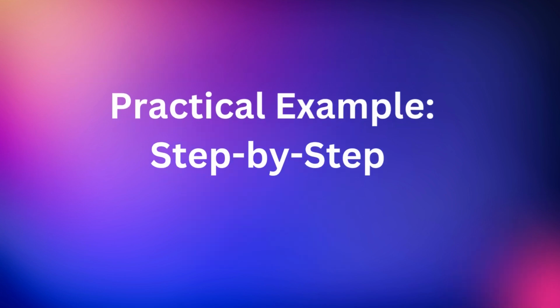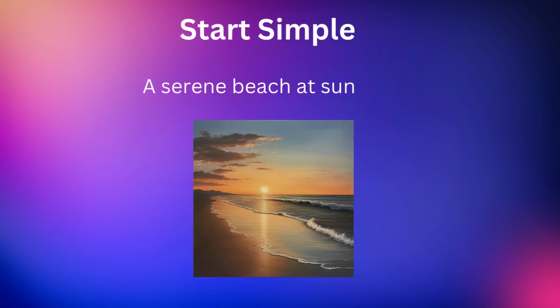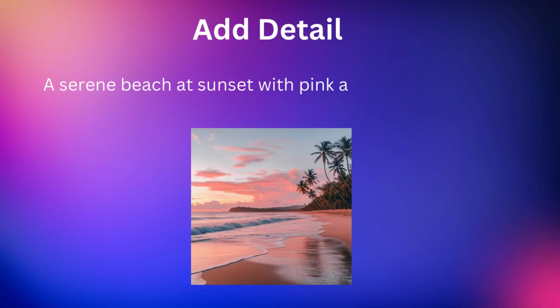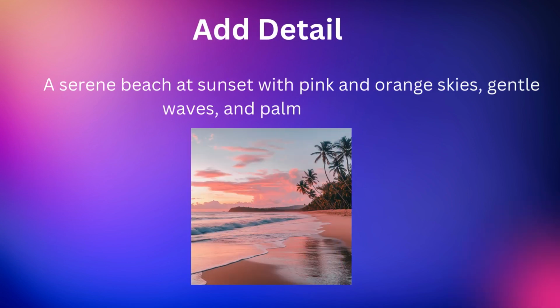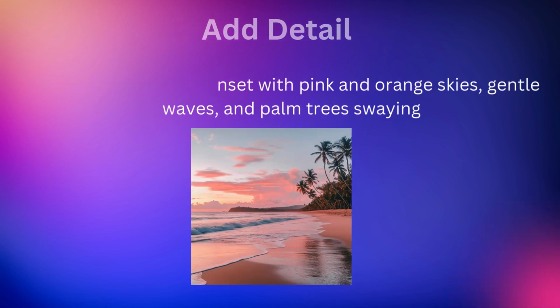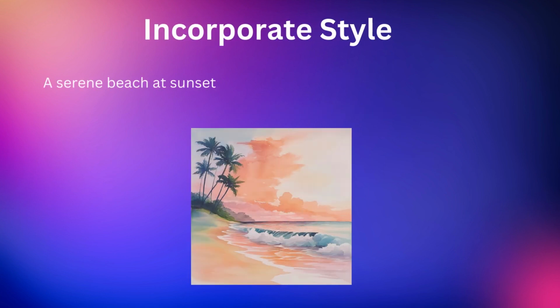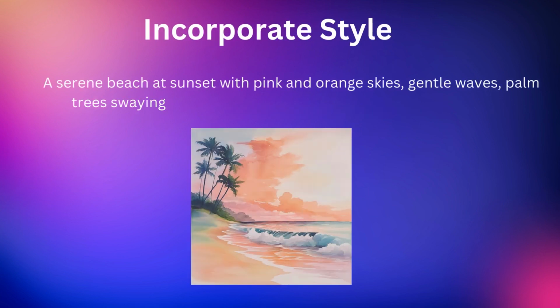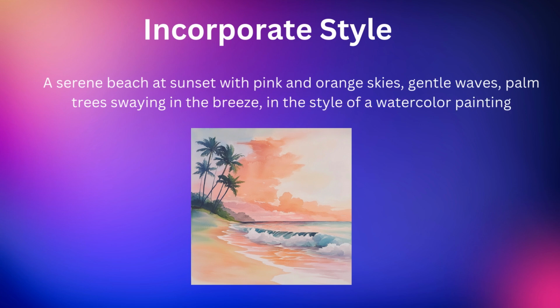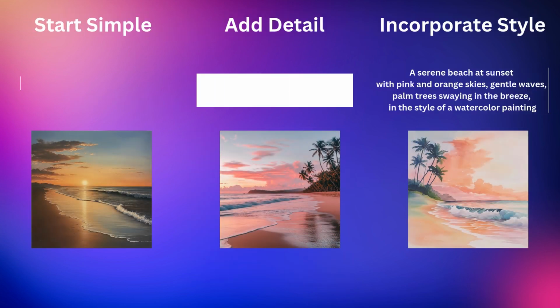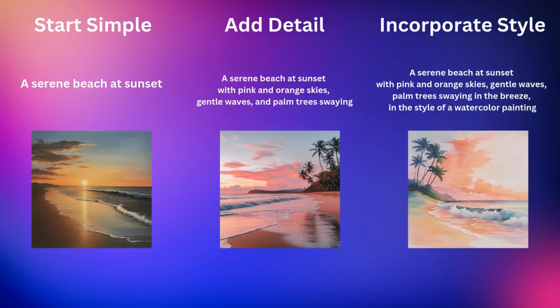Practical example, step by step. Start simple, a serene beach at sunset. Add detail, a serene beach at sunset with pink and orange skies, gentle waves and palm trees swaying. Incorporate style, a serene beach at sunset with pink and orange skies, gentle waves, palm trees swaying in the breeze, in the style of a watercolor painting. Notice how each additional layer refines the scene further, shaping the final image more precisely.